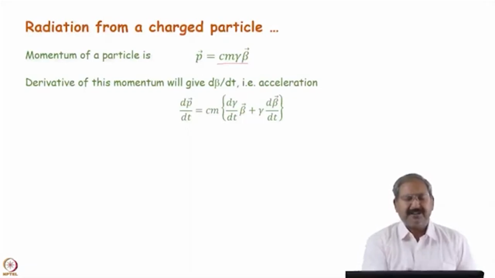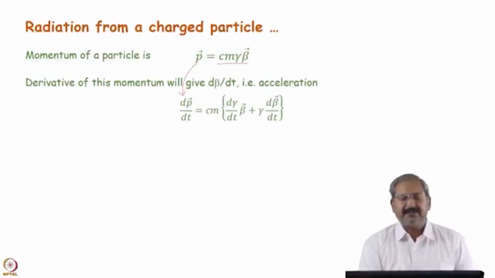So dp by dt, if we differentiate it, gamma and beta both will be differentiated. c and m are constant, so they are outside the bracket. Then d gamma by dt and beta. Here you can see that we have used vector notation over the beta, because we are talking about vectorial characteristics of the velocity and acceleration. We are interested in the directional characteristics of these two vectors, that is, the angles between velocities and accelerations in different cases. So that's why vector notations are used here.